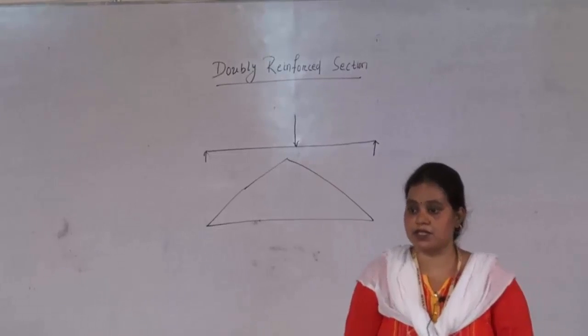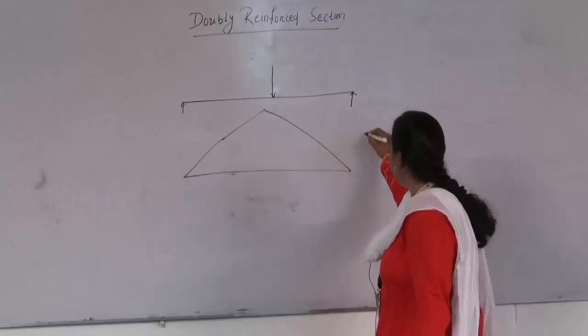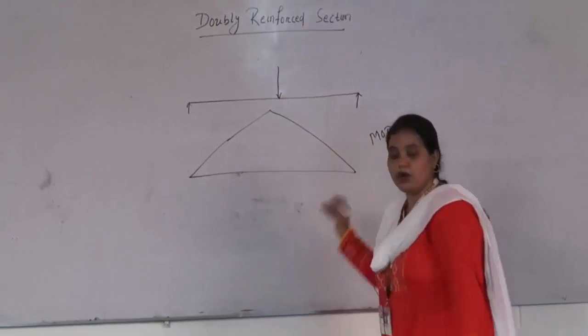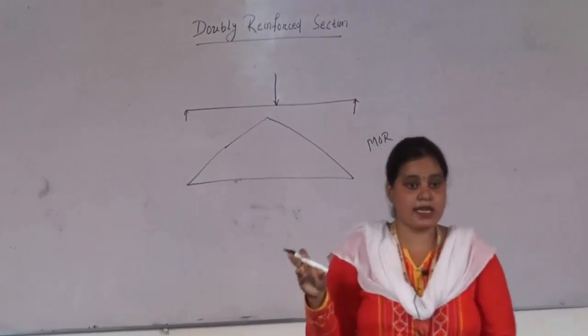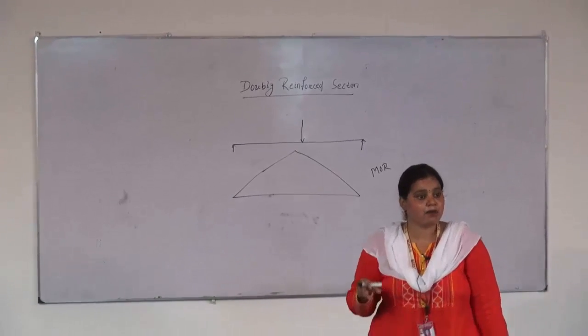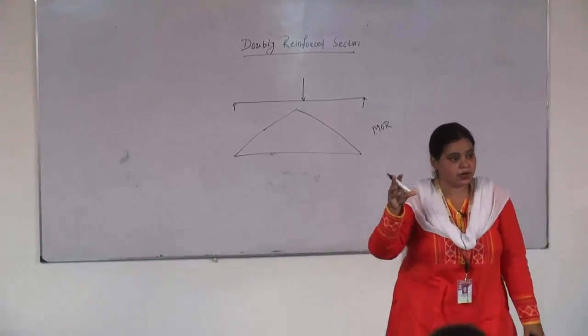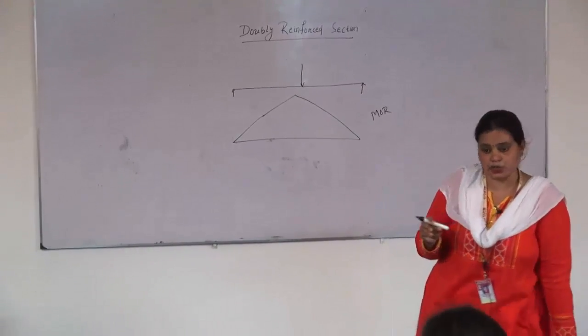In the doubly reinforced section, what happens? The given bending moment is greater than the moment of resistance, so our design has failed. To balance this design, what do we have to do? We have to provide reinforcement in the compression zone as well as the tension zone.